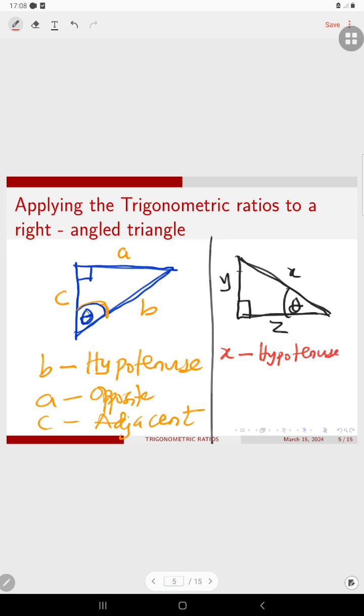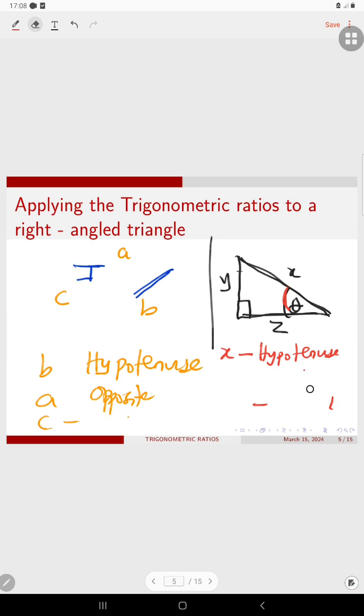The reference angle here is my theta. The side facing theta is my Y, so it becomes my opposite. Then obviously the last one becomes my what? Adjacent. So you can pause the video and write these things down. It's very important because I'm going to clean them. So pause the video and write it. Now back to my topic.